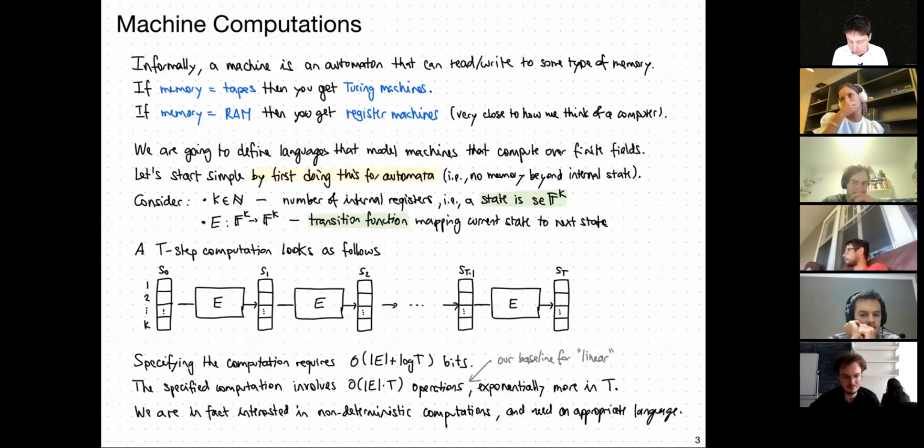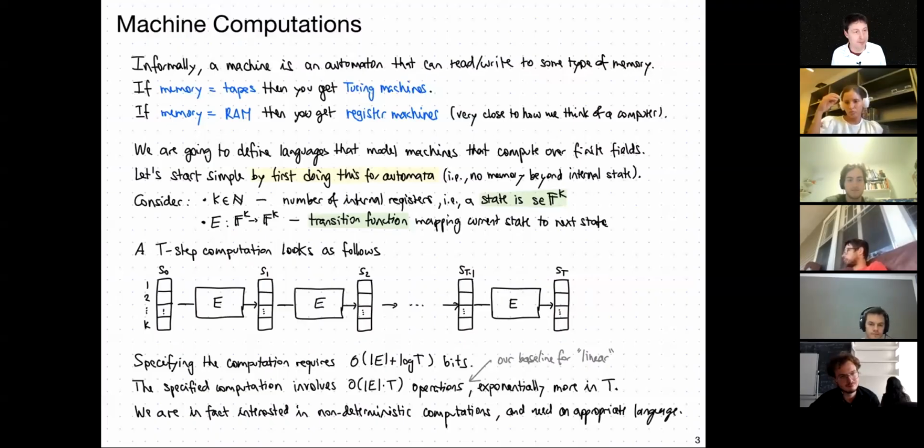And then we'll be interested in non-deterministic computations where E itself is allowed to make guesses, but we'll come back to that in a moment. Before we do that, however, hopefully it's clear what the mental picture of machine computation is. You can think about it as just a repeated circuit some number of times, applied in a chain.